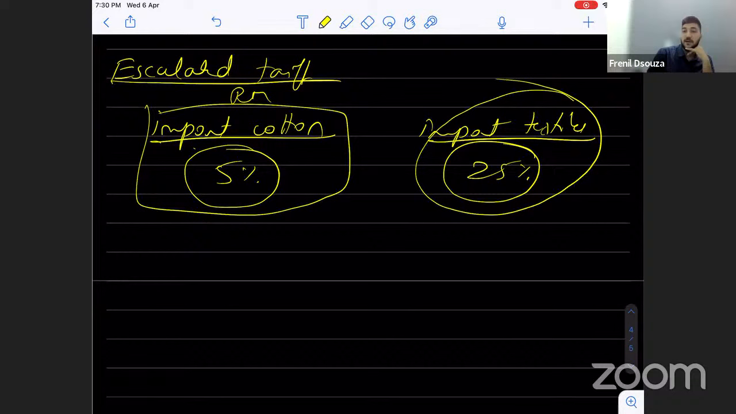just the finished product. So the government, in order to boost the manufacturing sector, gives this escalated tariff. They say that you import raw material, no problem. But if you import finished goods, then you pay a higher amount of tax. This is nothing but escalated tariff. Next, there is something called prohibitive tariff.